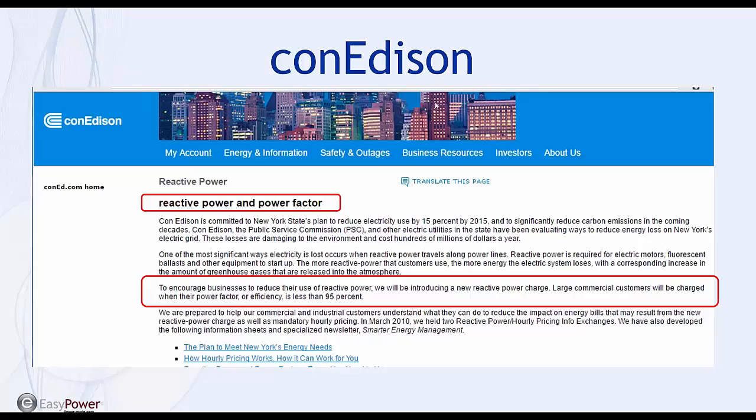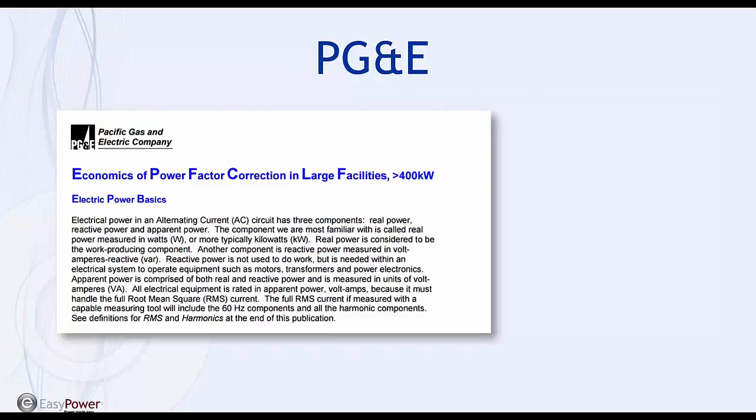In this case, here's a Con Edison website that explains what power factor is and the fact that they're going to encourage businesses to be more mindful by assessing a power factor penalty when the power factor is less than 95%. Now, this effect will affect anybody as far as the efficiency of our use of electrical power, but the power factor penalties apply most specifically to large facilities.